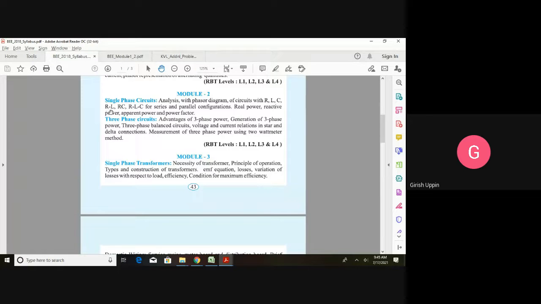And in case of an RL circuit, current will lag the voltage by an angle phi. In case of an RC circuit, current will lead the voltage by an angle phi, and we will understand how to find the angle phi.